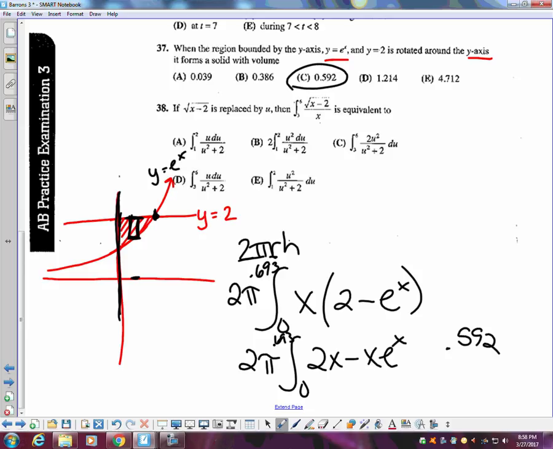Okay, now we're going to head to Princeton 1, number 22.